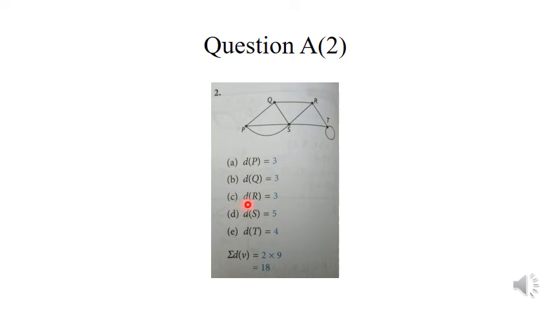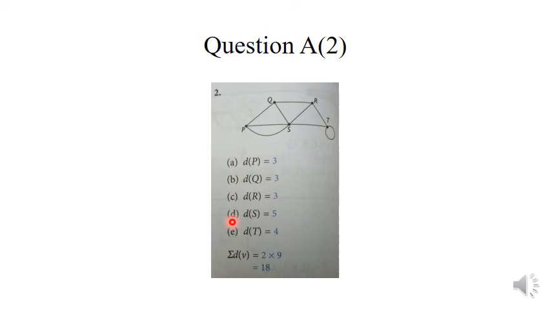Next, C. Degree of vertex R. Vertex R, how many degrees? Vertex R, RQ 1, RS 2, RT 3. So from vertex R there are 3 edges. So the degree for vertex R is 3.